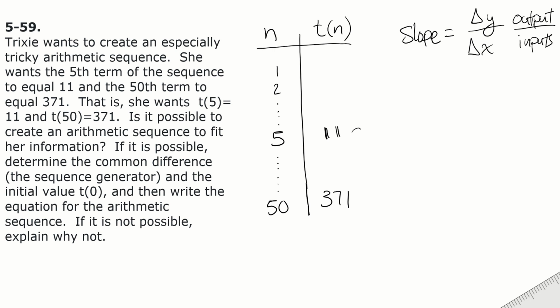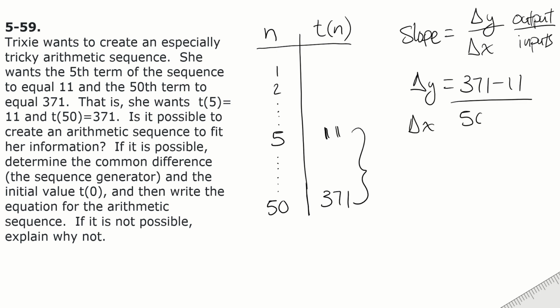So if I look at this, here are my output values. I'm going from 11 to 371. To show the change in y, the change in the outputs, it's going to be 371 minus the number 11. And the change in my inputs is going to be 50 minus the number 5.